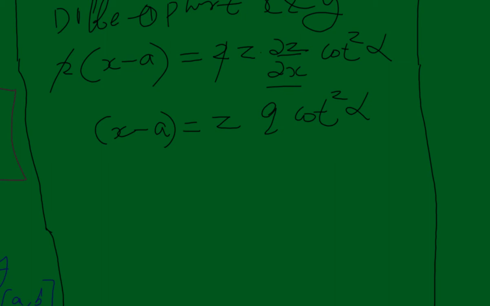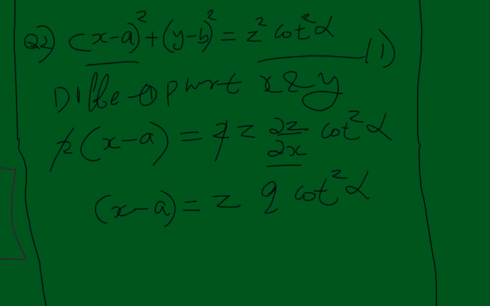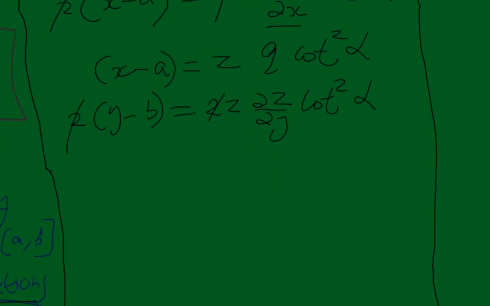Then we differentiate equation number 1 with respect to y. We get 2 into y minus b is equal to 2z dou z by dou y cot square alpha. The 2s cancel each other, so we get y minus b is equal to z q cot square alpha.